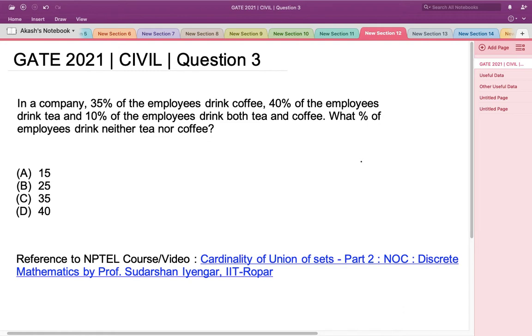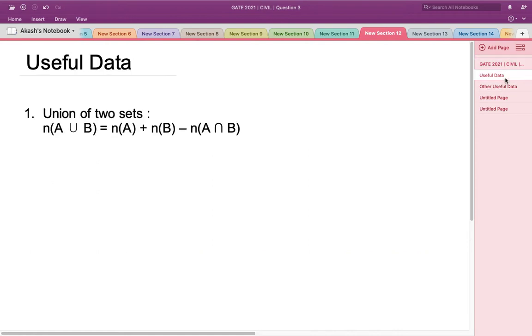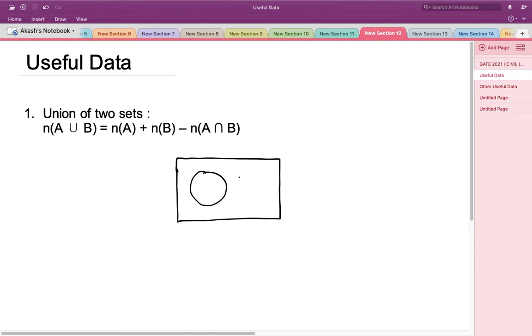Such questions can be solved by using the concept of set theory and Venn diagrams. Let's see the useful data that is needed to solve this particular question. We have two distinct sets which have the same property, and we are given the cardinality of these two sets. For example, set A has n elements and set B has y elements. Then we can find the cardinality of the union of those two sets by using this formula.